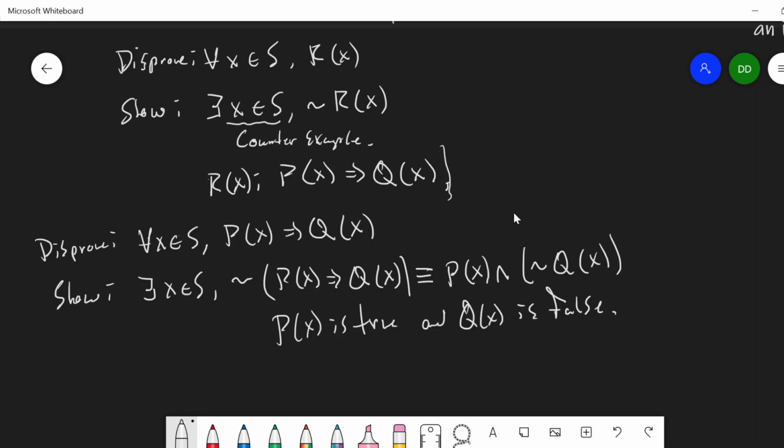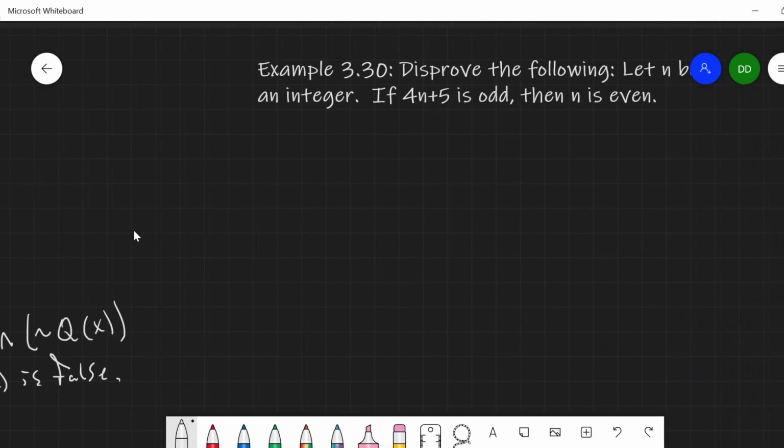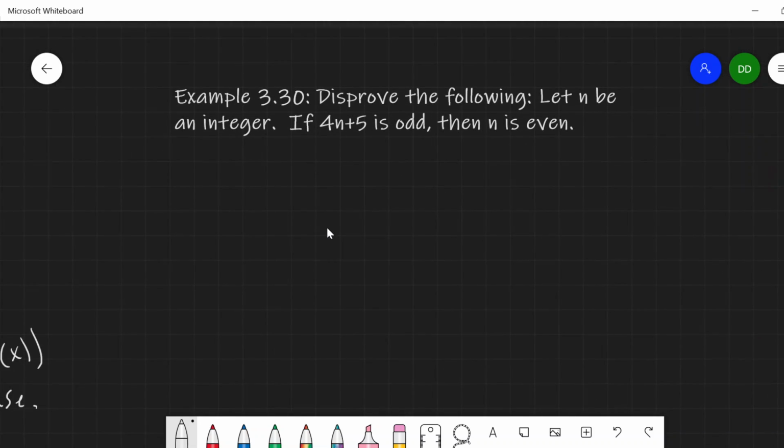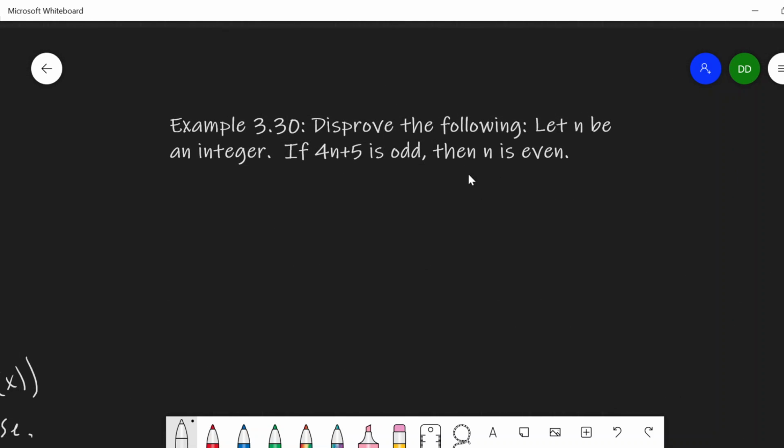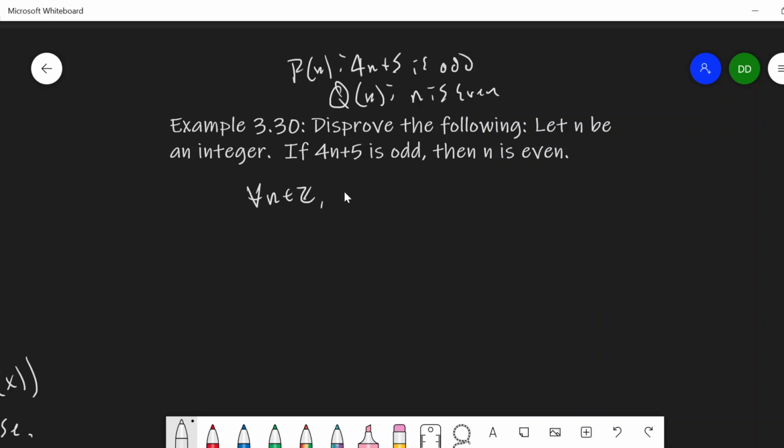Let's take a look at an example. Disprove the following. Let n be an integer. If 4n plus 5 is odd, then n is even. Let me break this down. This looks like the statement for all n in the integers, where P of n is 4n plus 5 is odd, and Q of n is n is even. So this looks like what I was just talking about, disproving an implication.